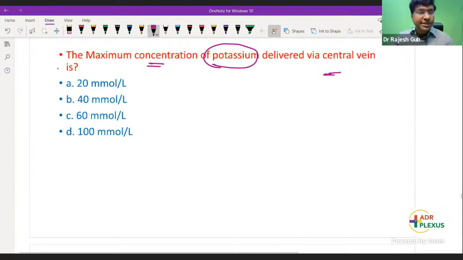Very good, Rajeshwari. So it is your 20 millimoles per liter. The maximum concentration of potassium delivered via central vein is 20 millimoles per liter. Please remember, this is a very, very important question. Next.